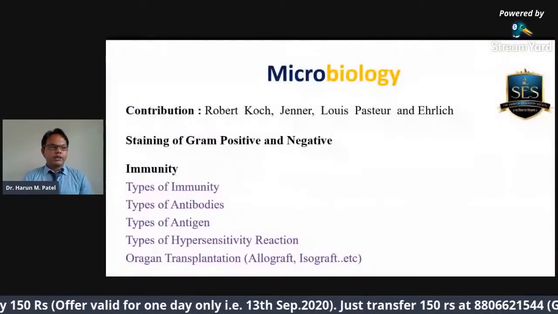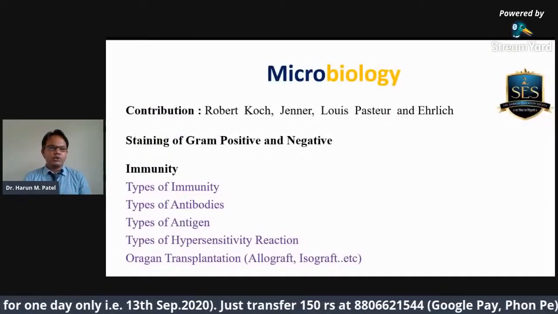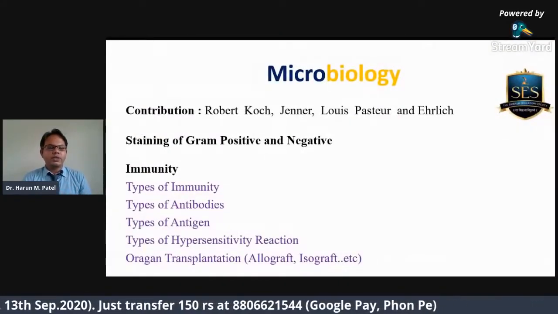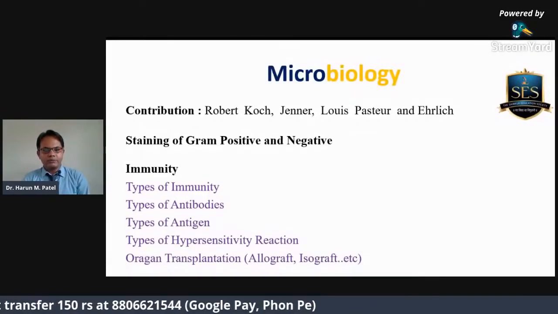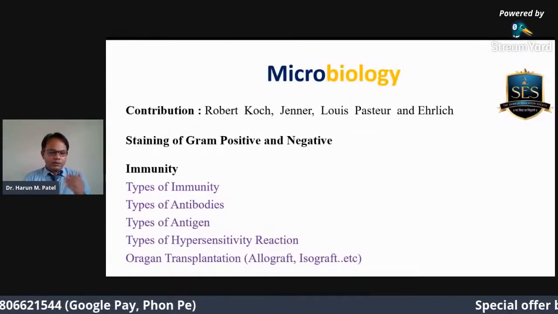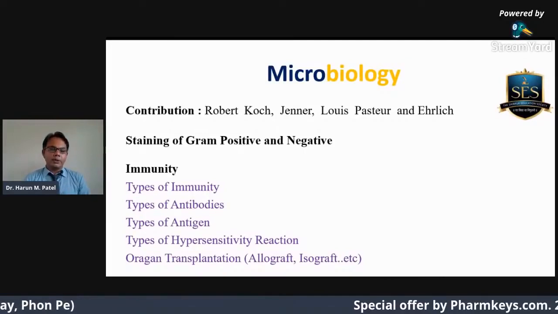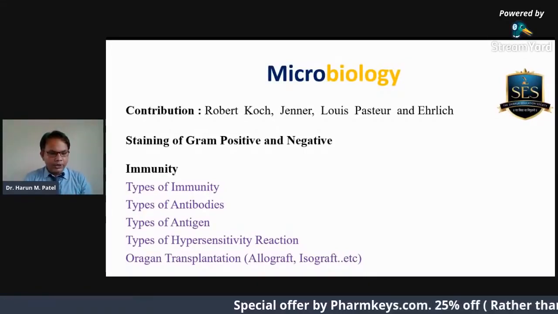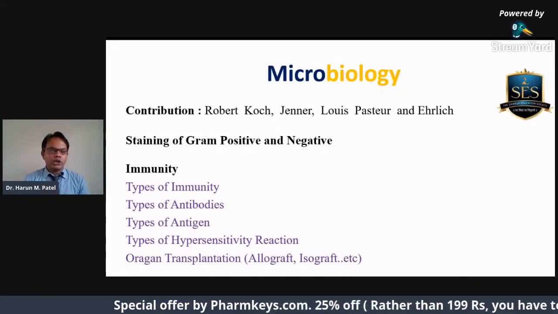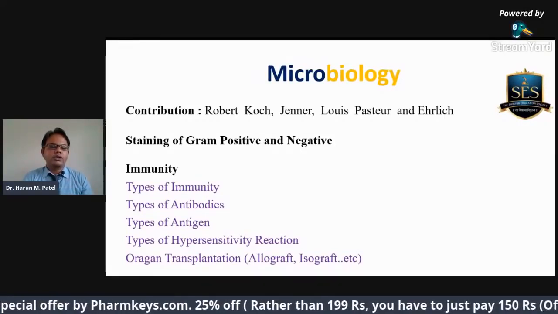They have given the staining technique for gram negative and gram positive bacteria. So you must read the different kinds of reagents which are used for gram positive and gram negative staining. The third one in microbiology is immunity. In immunity, I'm pointing out 4 to 5 points which you have to read. The first important one is the types of immunity.